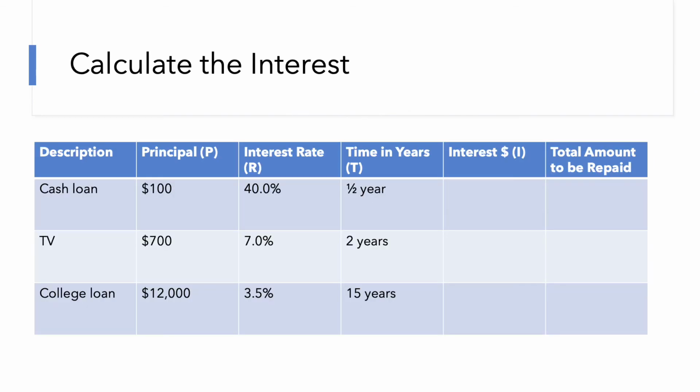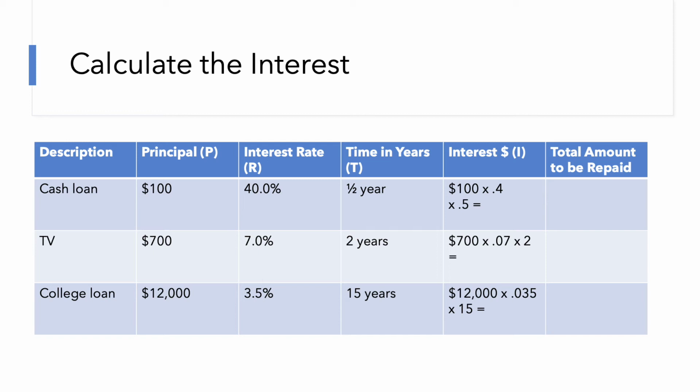So to calculate interest, we see that we have 3 loans. What we are borrowing is $100 for cash, $700 for a television, and $12,000 for college. And the interest rates on these things vary widely, and so does the amount of time that you're borrowing for. Now, if you want to pause the video right now and figure it out on your own, you may, or you can just follow along with me.